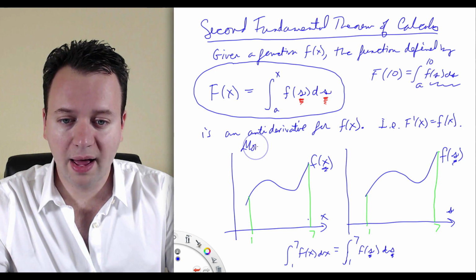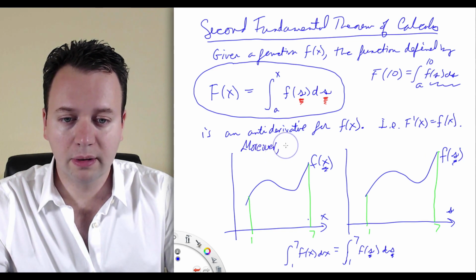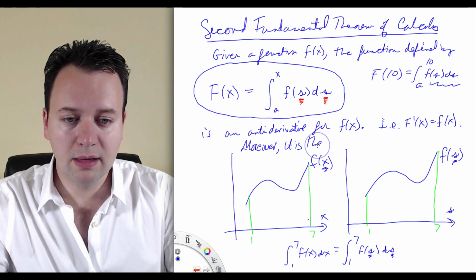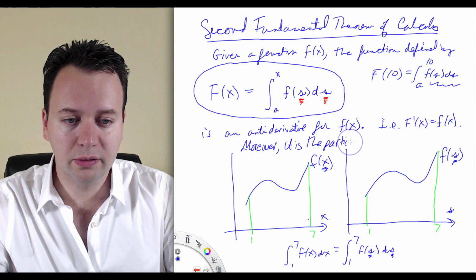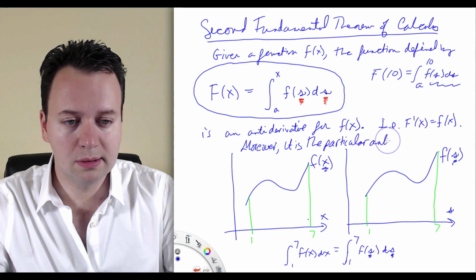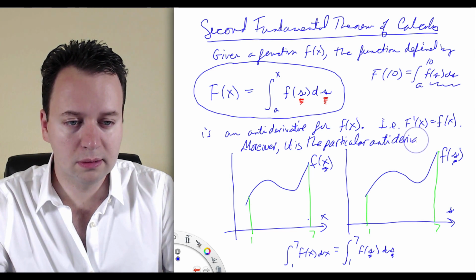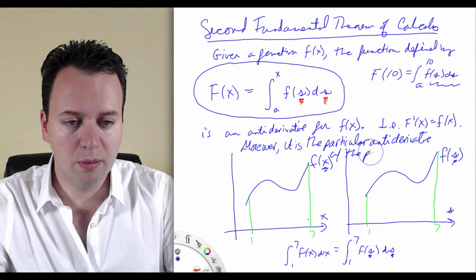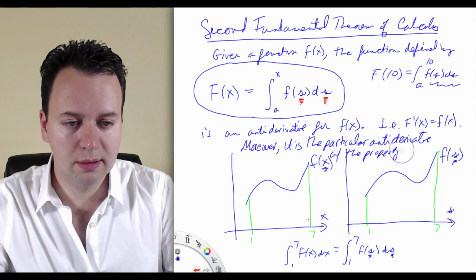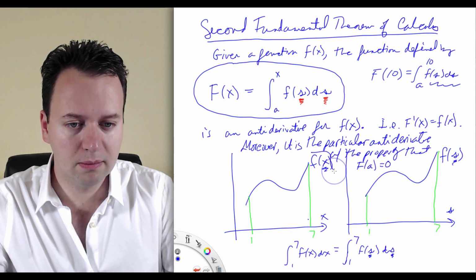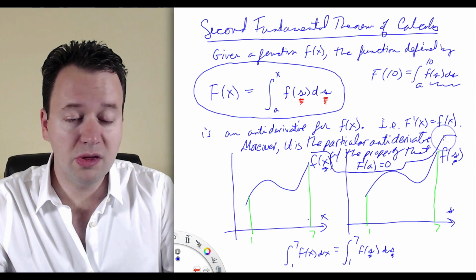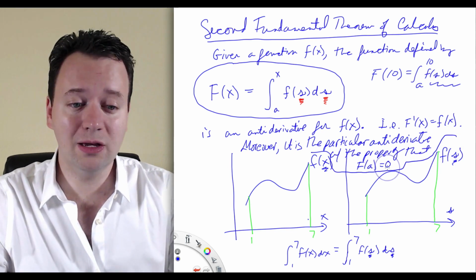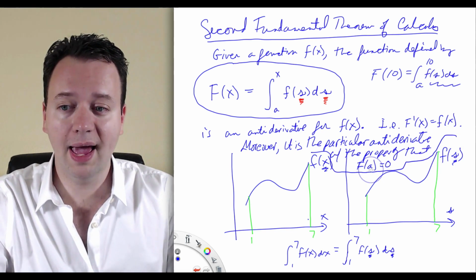Moreover, it is the particular antiderivative with the property that capital F of a is equal to 0. So it's the particular antiderivative that is equal to 0 when x is equal to a. How do I know this?